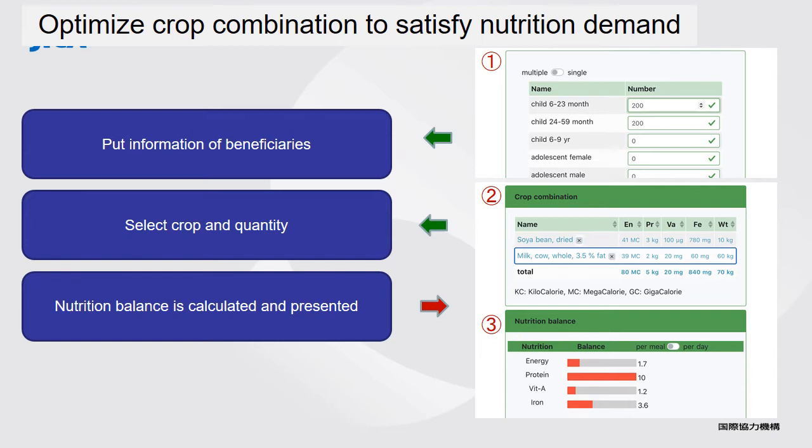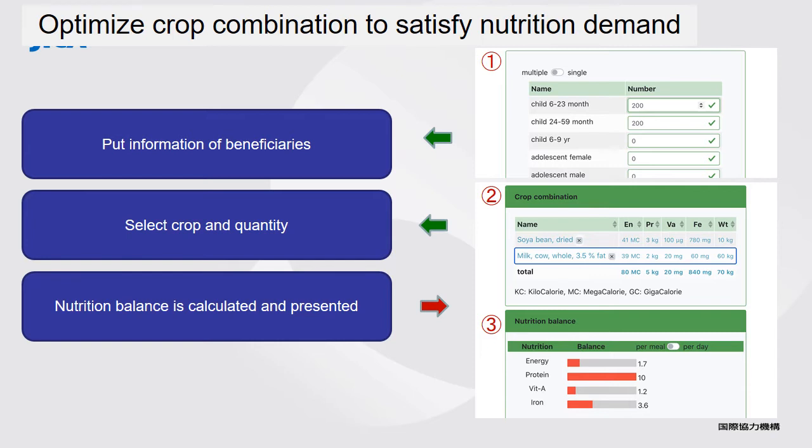This slide briefly explains the function of the smartphone-based application. First, the user will put in information on the target beneficiary, such as children under 2 to 100, children under 5 to 100. Second, the user will input the key commodity together with target quantity. In this case, soybean 10 kg and milk 60 kg per day.